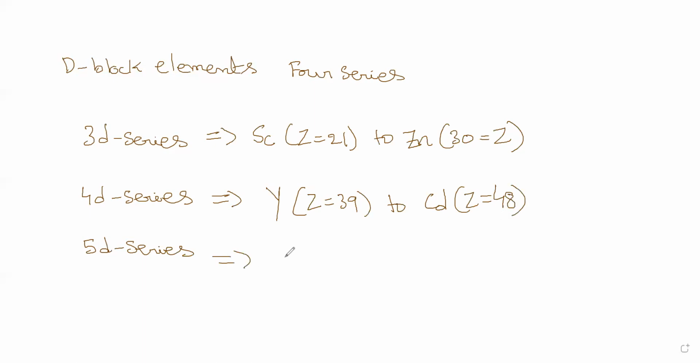And now the 5d series is from lanthanum, Z is equal to 57, to mercury, Hg, Z is equal to 80. This you have to remember as it is. What I recommend is that as it is you have to remember.